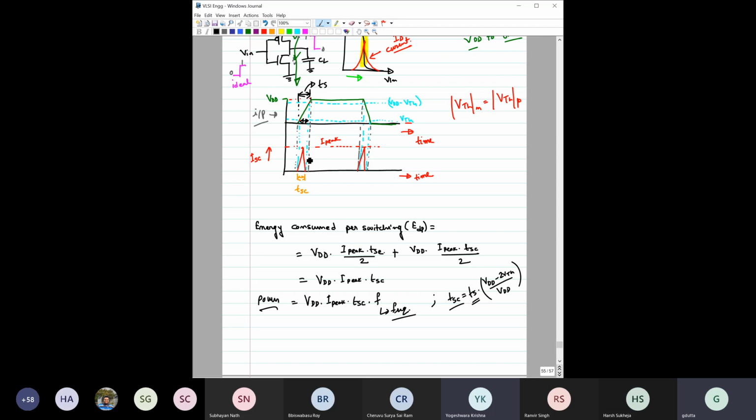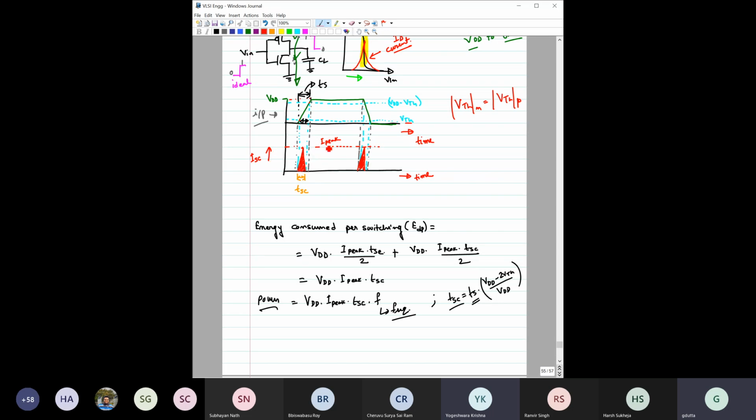Because we are trying to find what the area is. So if we integrate, what is the area of this triangle? Half into TSC into I peak, right? So the area is basically what?